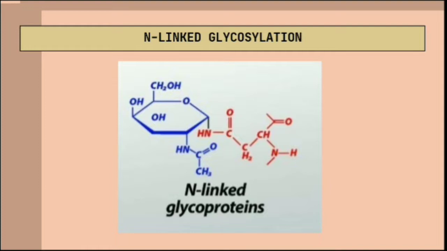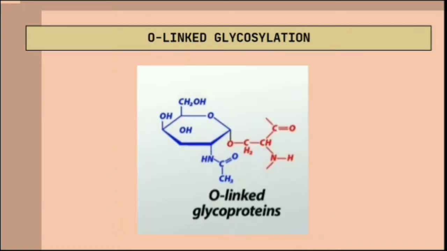Apart from that, N-link glycosylation is also involved in making antibodies, which are therapeutic proteins in the market. And then also, now let us discuss the O-link glycosylation. If we talk about O-link glycosylation, this occurs in the Golgi apparatus where O-link sugars are produced, which we now refer to as O-link glycosylation.